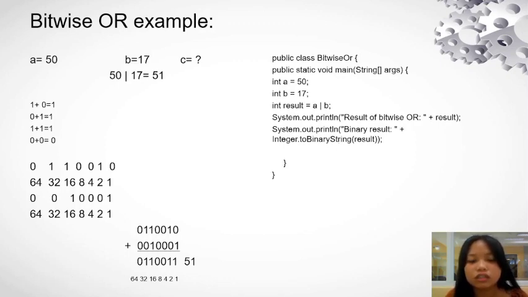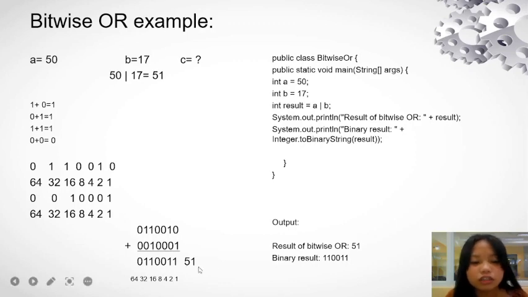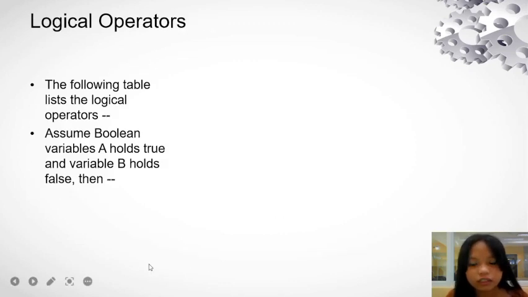So let's see what the output is. Here, the result of bitwise OR is 51. As you can see, it's correct. And the binary result is 110011. This is also correct. So let's proceed to logical operators.